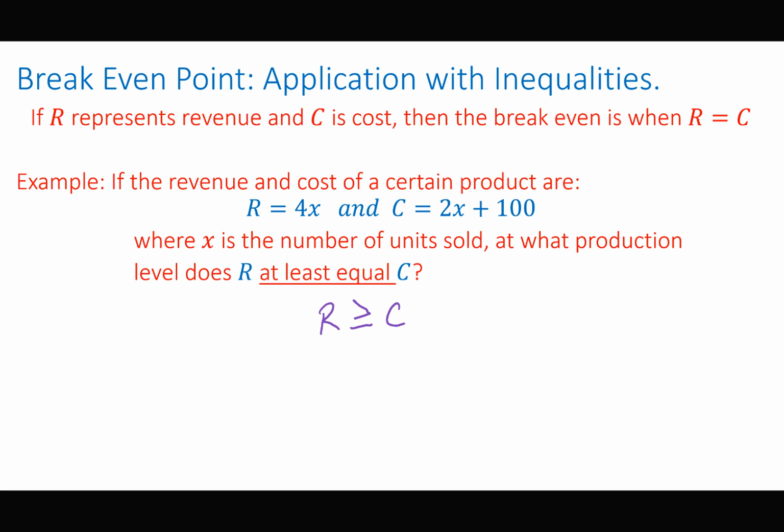So now let's actually fill in what our equations are. So this is really 4x is greater than or equal to 2x plus 100. Now I have an inequality that I can solve. If I subtract 2x from both sides, it's simply subtracting, so I don't have to worry about any reversing of that inequality symbol.